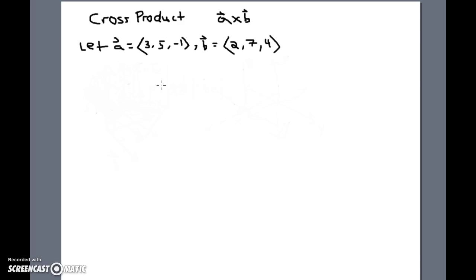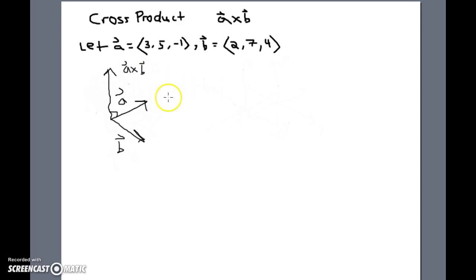First, let's look at the definition of a cross product from a graphical standpoint. Let's say I have vector A and vector B. When we take the cross product between vectors A and B, which is represented with a multiplication symbol in between the two vectors, we obtain a vector that is perpendicular to vectors A and B.